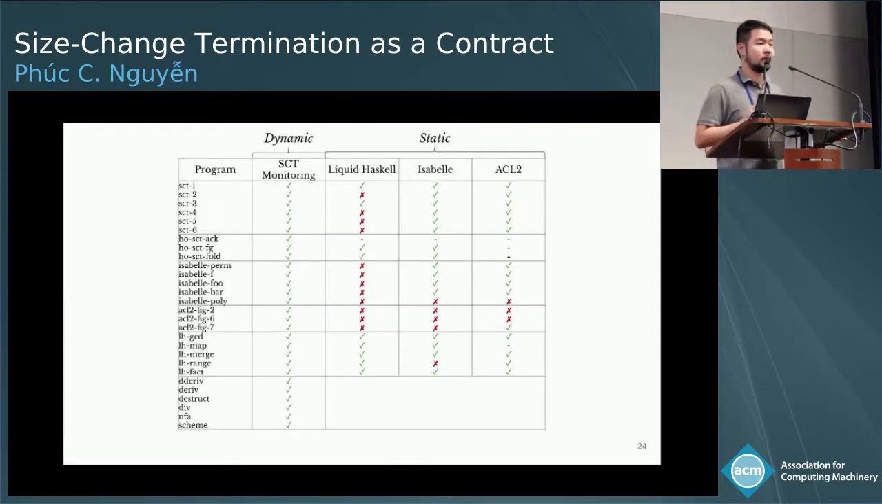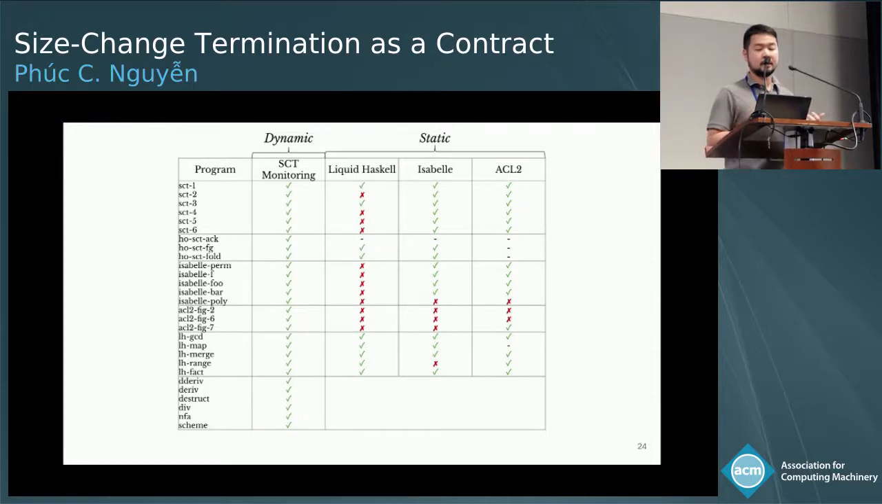So to evaluate this work, we collect a bunch of benchmarks from the original sidechain termination paper as a sanity check, and we also evaluate how it works on other work such as Liquid Haskell, Isabelle, and ACL2. So obviously, this is not a fair apples-to-apples comparison, but it at least shows that the mechanism is robust.